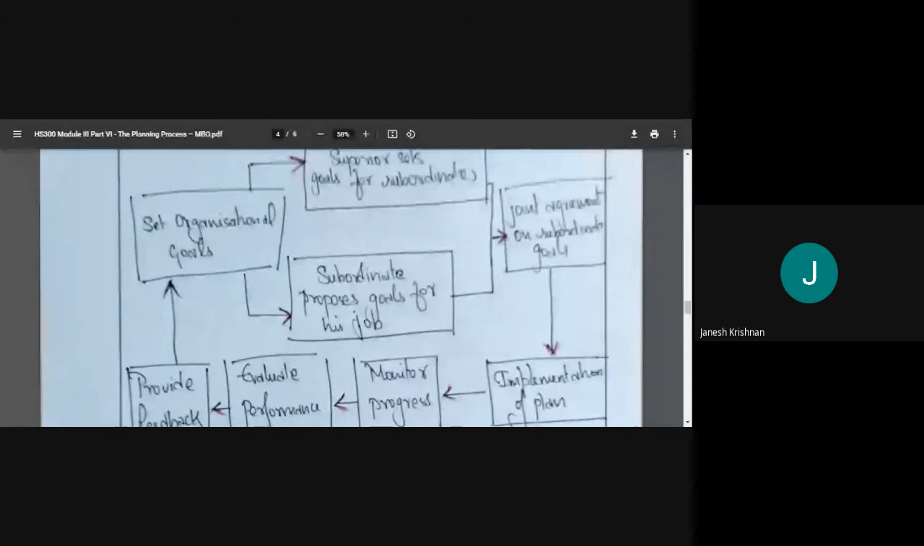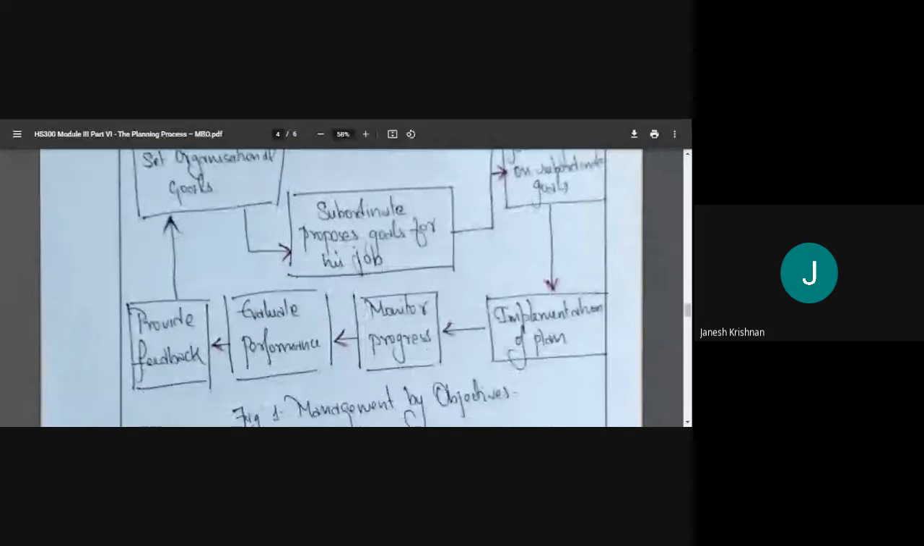Once these goals are set, we start implementation. We will implement the plan, and we have to monitor the progress regularly. And how is this monitoring done? We'll have regular meetings. Then the next thing is we need to evaluate the performance. How? By comparing the actual performance that is measured with the agreed upon result. Okay, I have agreed to prepare 300.